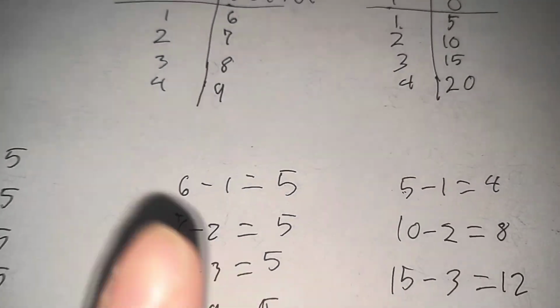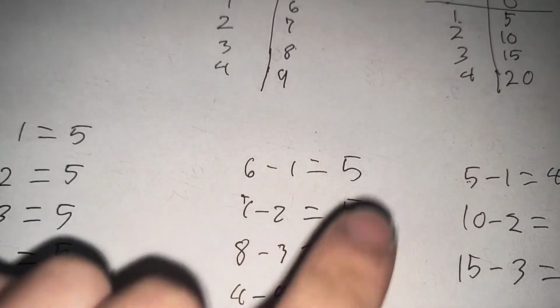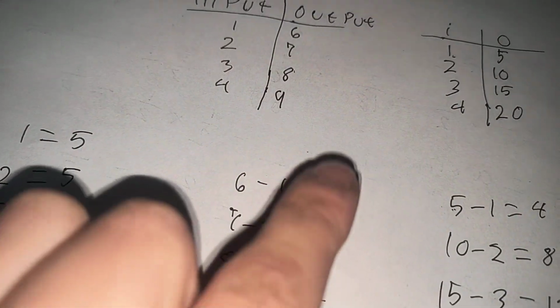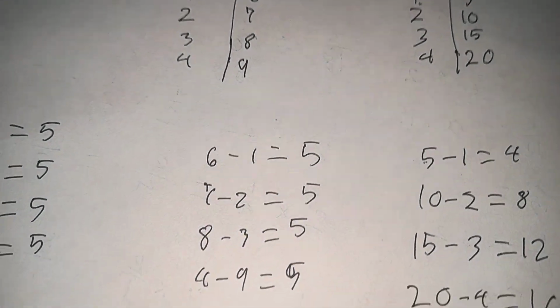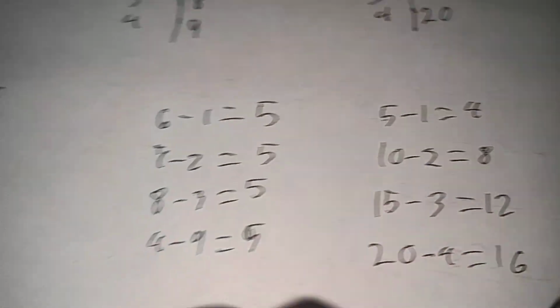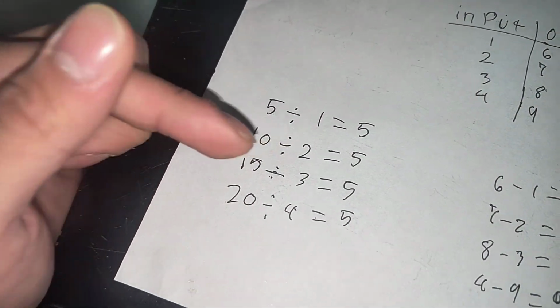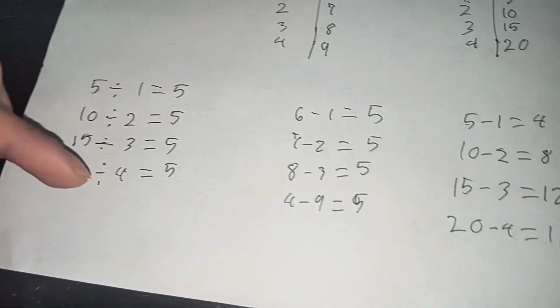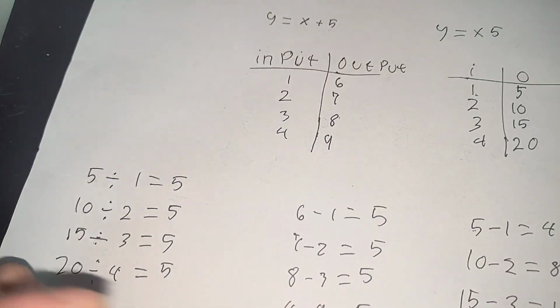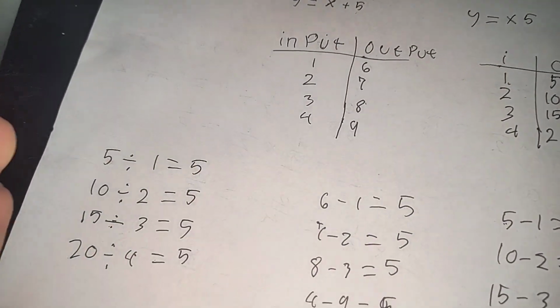So if the difference between the inputs and outputs is the same, then it's additive. If it's not, then it can't be additive. Then you check the division, the quotient. If the quotient is the same, then the rule is multiplicative. That's how you tell the difference.